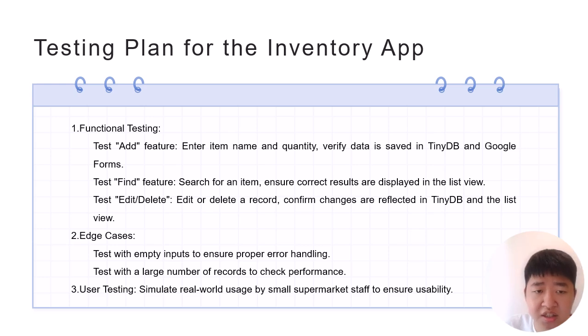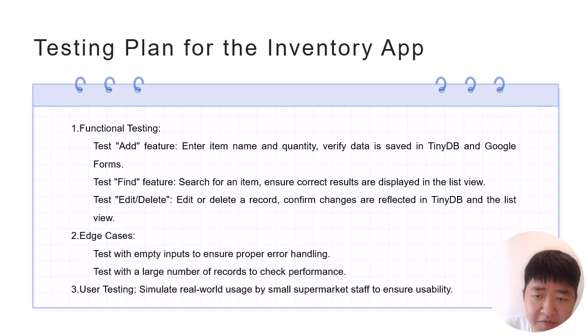We also tested editing and deleting records to ensure changes were reflected in both TinyDB and the list view. For error cases, we tested with empty inputs to check error handling and added a large number of records to evaluate performance. Finally, we did user testing by simulating real-world usage with small supermarket staff to ensure the app is user-friendly. These tests helped confirm the app's reliability.